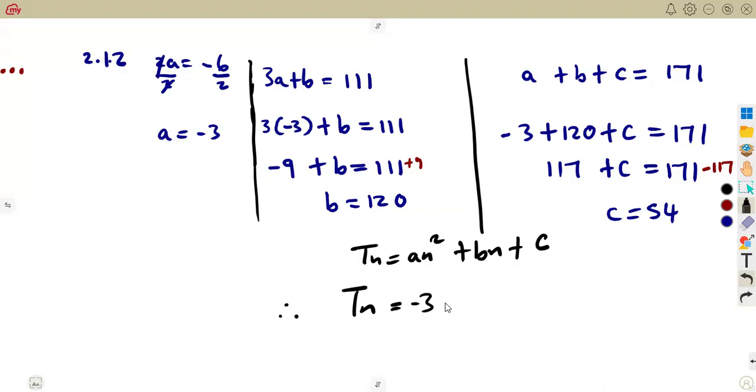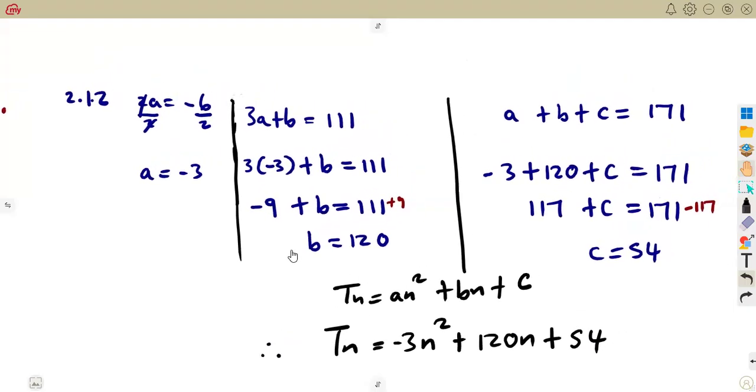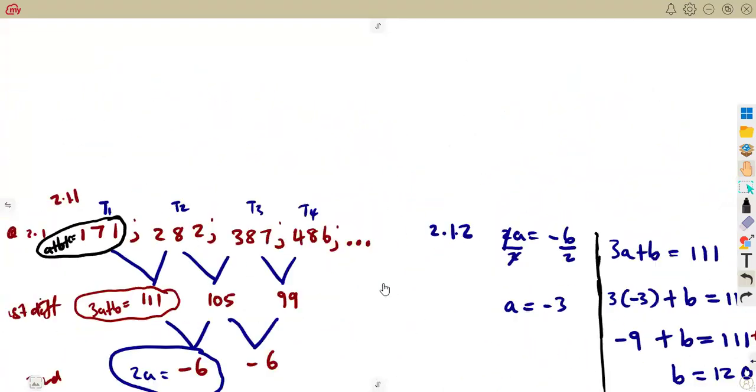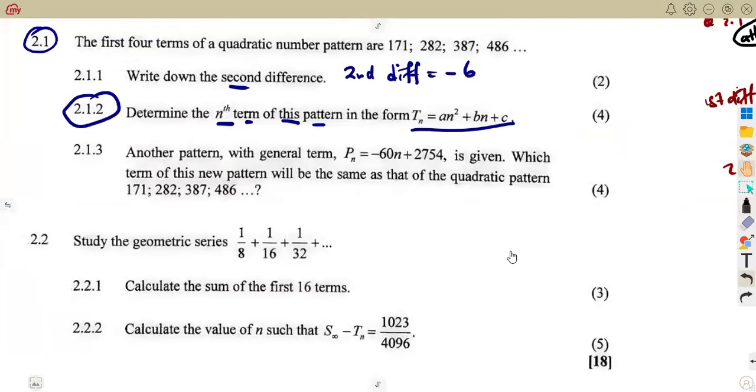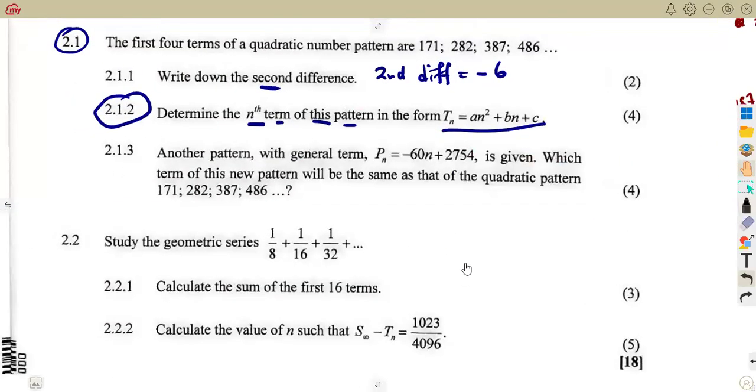So this is minus 3n squared. The b, which is 120, so that is 120n. The c, that is 54. So that's what we are going to have at the end. So you see, guys, just like that, you have your Tn from this part, the one that you had. It was just an easier part that you are simply following.